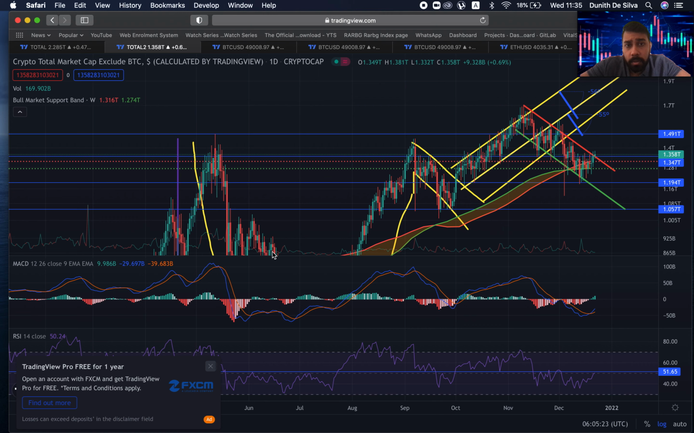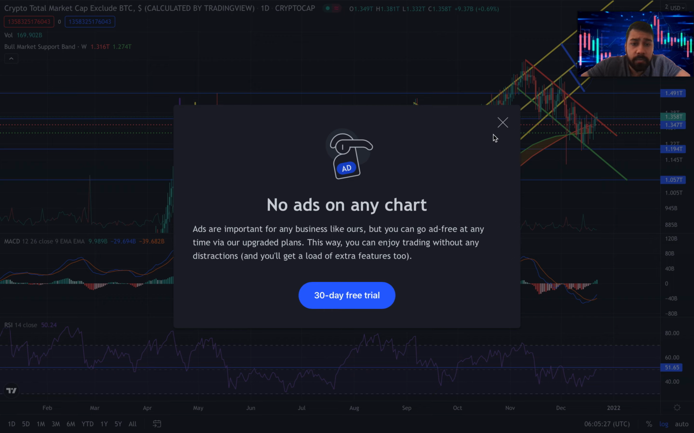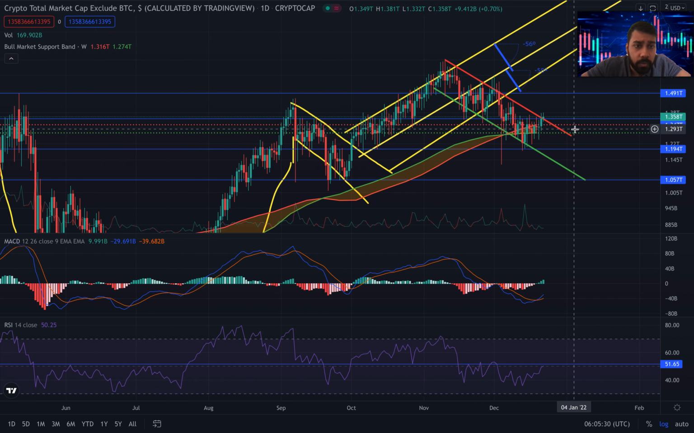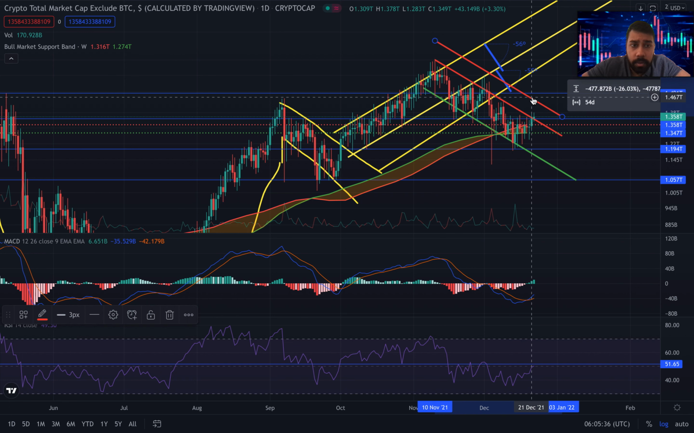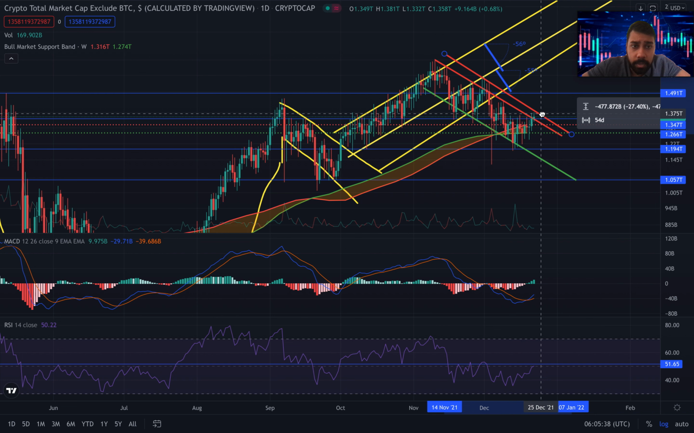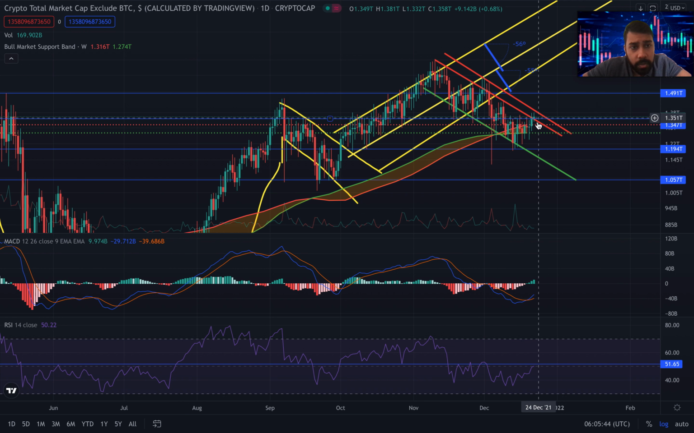Right now we can see that we have just got out of the falling wedge. If we draw another line, this is like the extreme end of our downtrend. So right now, considering this line, we are still theoretically not completely safe. What we require right now is not just getting above the bull market support band. I mean, we did that, that's great, right?